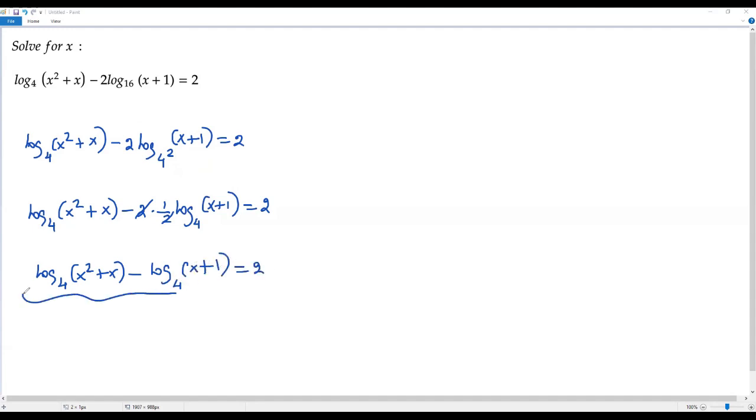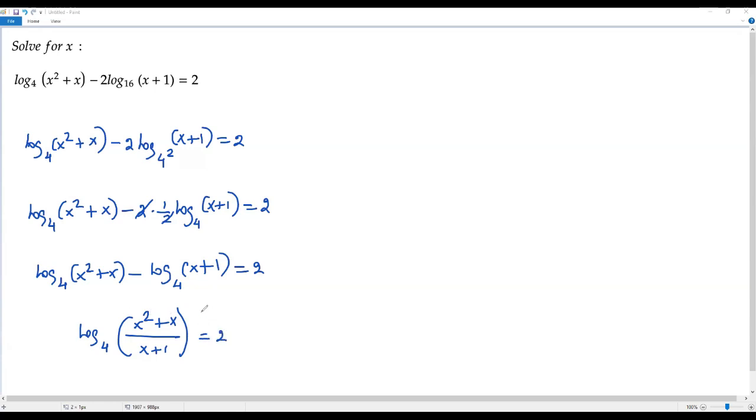Okay, now I have the same base for both the logarithms, and here the two logarithms are in subtraction. Whenever two logarithms are in subtraction with the same base, we can use the quotient rule of logarithm. The quotient rule means for these two logarithms, I can take just one logarithm with whatever base I have for these two logarithms, and I have to divide the arguments. That is, I have x square plus x over x plus 1. This is called the quotient rule of logarithm. On the right side, we have 2.